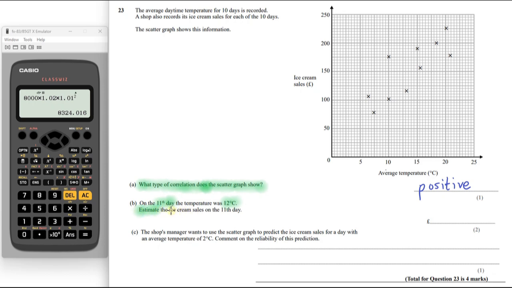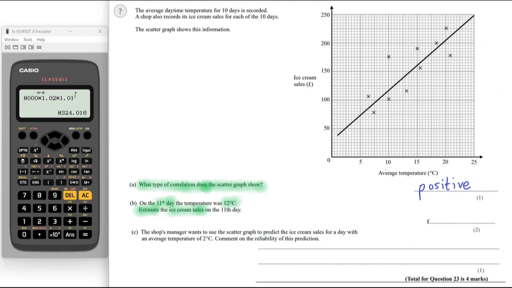Okay, part B, on the 11th day, the temperature was 12 degrees. Estimate the ice cream sales on the 11th day. So what we need to do is we need to draw a line of best fit. So we can see the general line is going to be in this direction, and I think we need a similar number of points either side of the line. So we've got 1, 2, 3, 4, 5 above, and 1, 2, 3, 4, 5 below. So actually that's not too bad. I'm quite happy with that. Let's just leave it as it is.